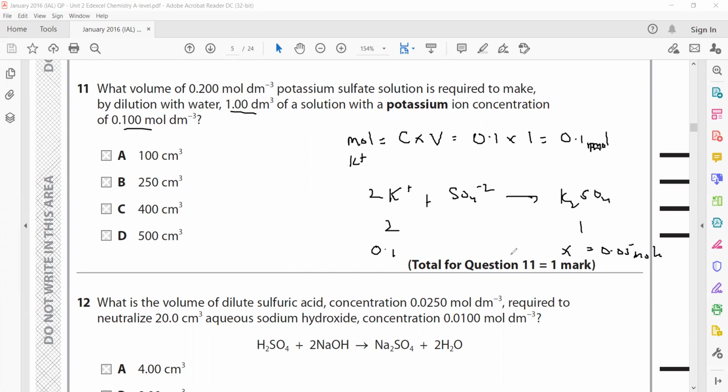We have the concentration, we have the moles, so we can find the volume. The concentration is moles over volume, or volume is moles divided by concentration. That is 0.05 divided by 0.2, which equals 0.25 dm cube. But we convert by multiplying by 1000, so it will be 250 cm cube. So B is the right answer.